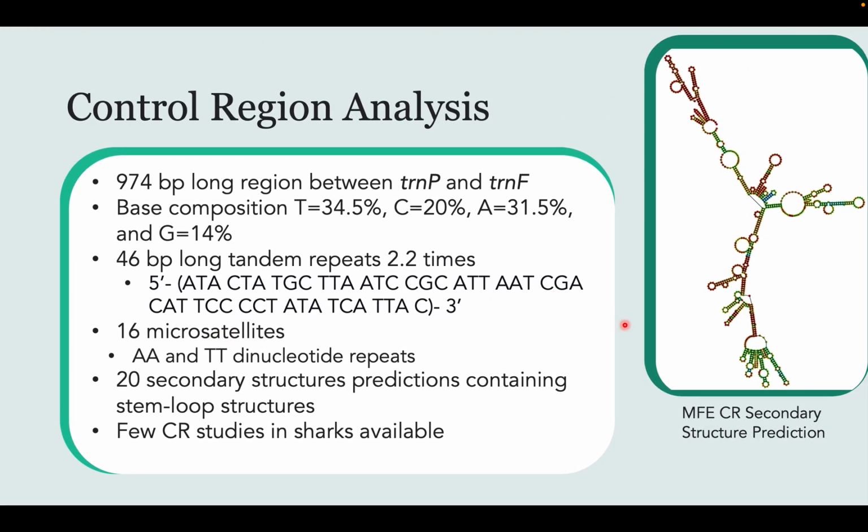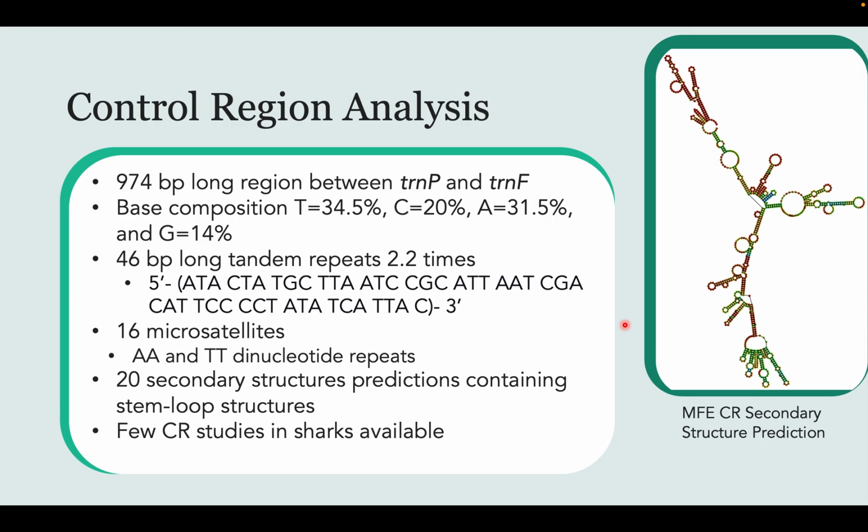A putative control region located between TRNP and TRNF in the mitochondrial genome of Trichostomia fasciata is 974 base pairs in length. Leopard shark control region exhibits a neutral base composition where T is equal to 34.5%, C equals 20%, A is equal to 31.5%, and G is equal to 14%. Its high A plus T content has often been reported in vertebrates. Furthermore, the control region is repetitive with a 46 base pair long tandem repeat and 16 microsatellites composed of AA and TT dinucleotide repeats. Additionally, the RNA fold web server predicted 20 possible secondary structures in the control region that contain stem, loop, or hairpin structures.